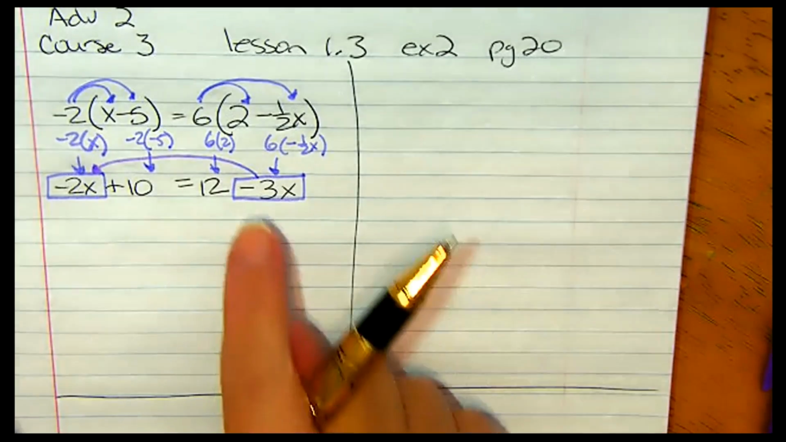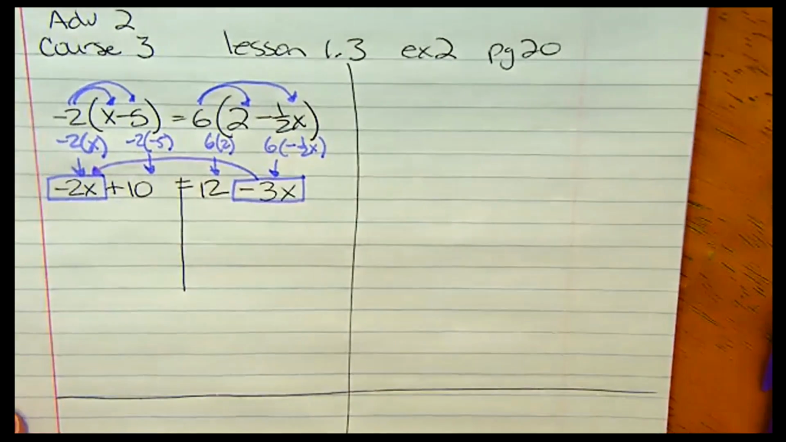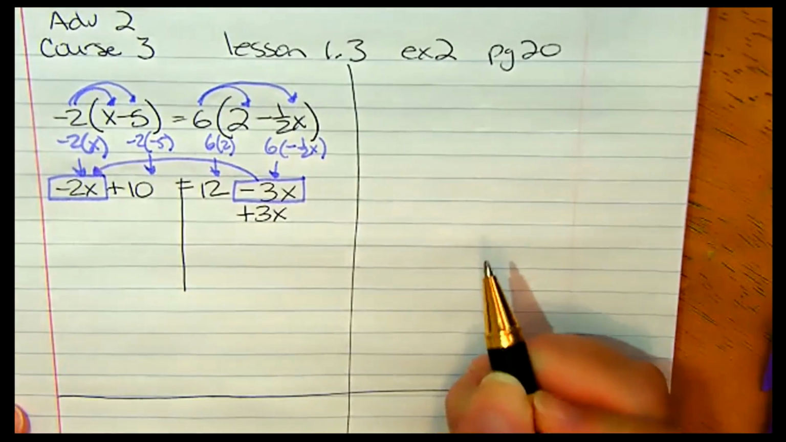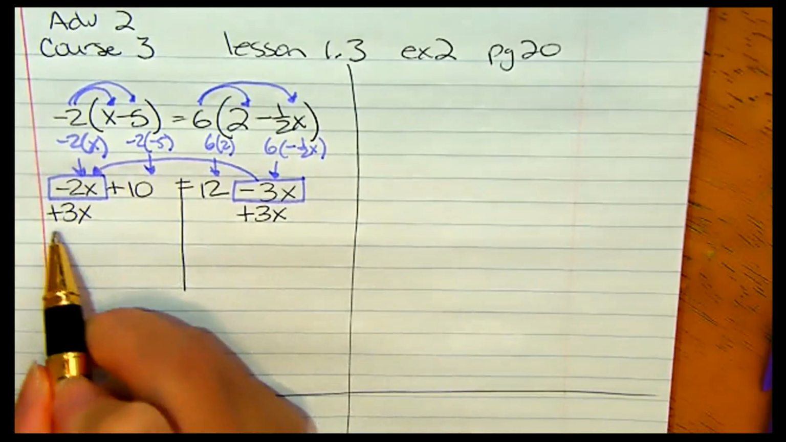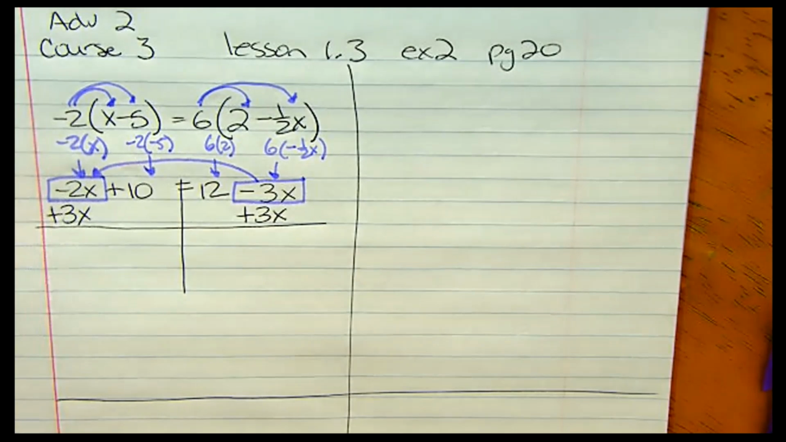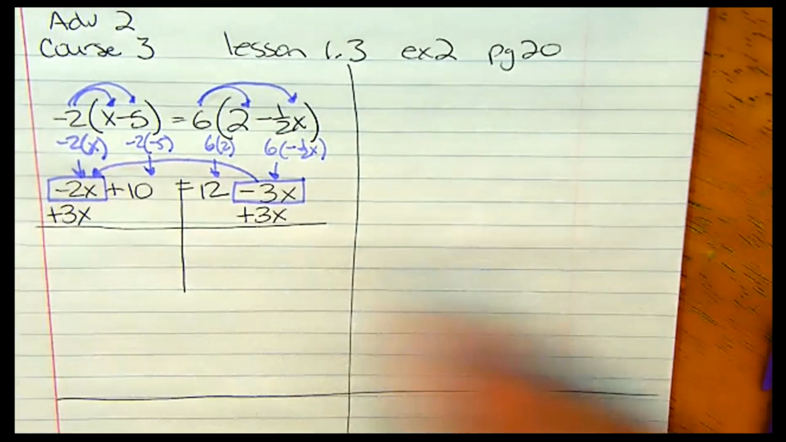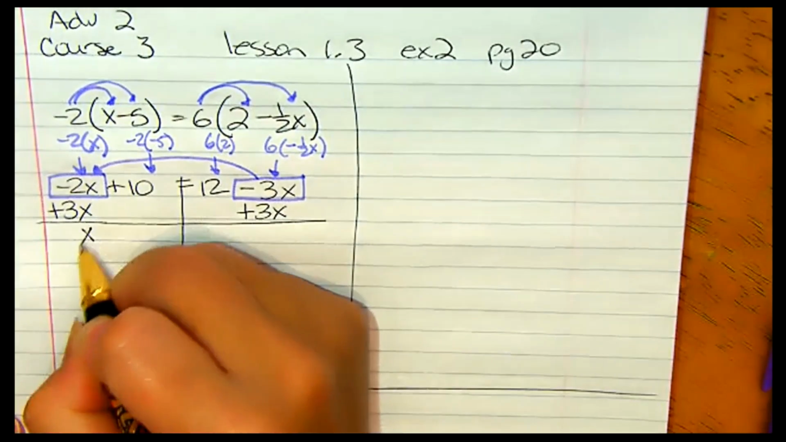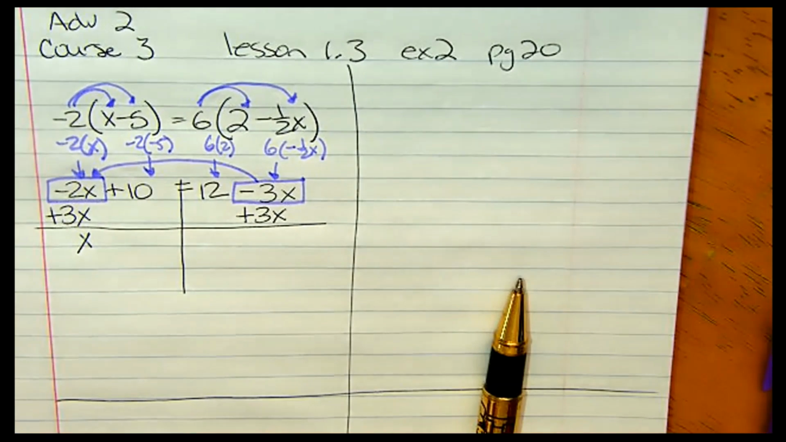So I need to get rid of this -3x or undo it. So I'm going to add 3x. What I do to one side, I must do to the other. Okay, I have a negative and a positive. That means I'm going to subtract. So 3 minus 2 is 1x. And I'm going to keep the sign of my largest number. So I'm left with 1x.